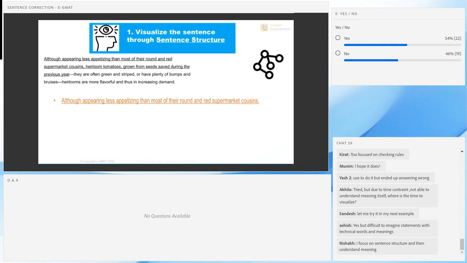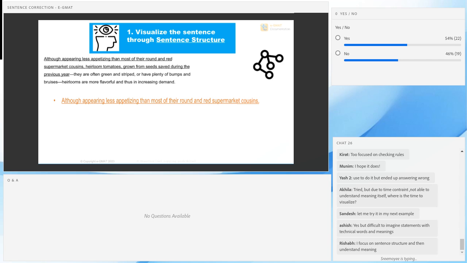Okay, although appearing less appetizing than most of their round and red supermarket cousins, when you read this, what sense do you get? First of all, there is a contrast here, right? Although, which means that there is a contrast here, right? Appearing less appetizing. What does less appetizing mean? It doesn't look as yummy as most of their round and red supermarket cousins.